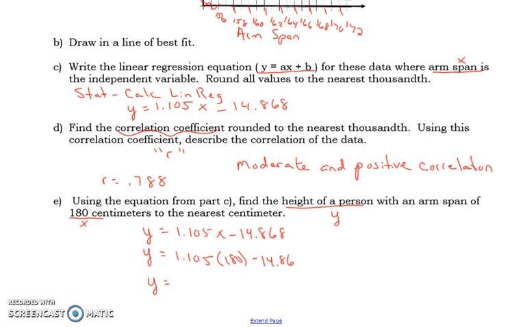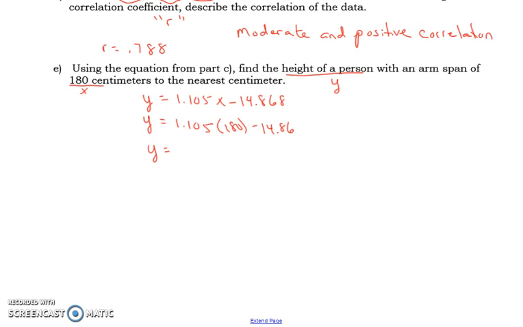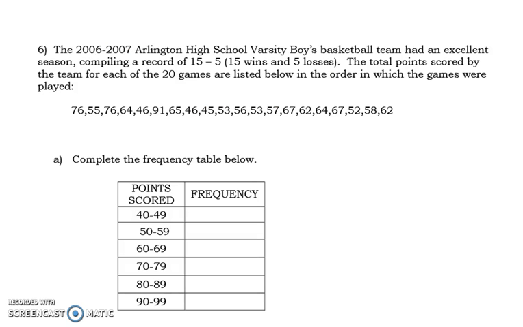I'll give you a minute there to put it in your calculator. You're going to substitute 180 in for x so that you can get your y value, which is the height of a person. You're going to get 184.032. They want it rounded to the nearest centimeter, so you're going to have 184 centimeters. So not only do you have to be able to come up with the linear regression, you're going to have to use it as well.